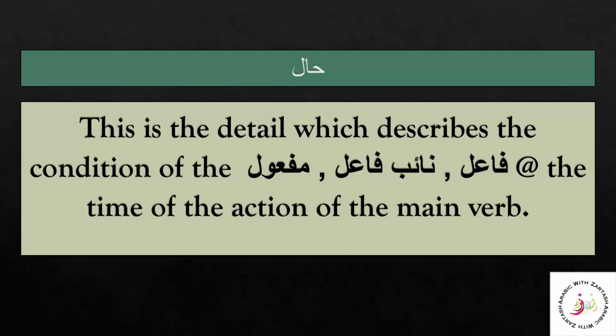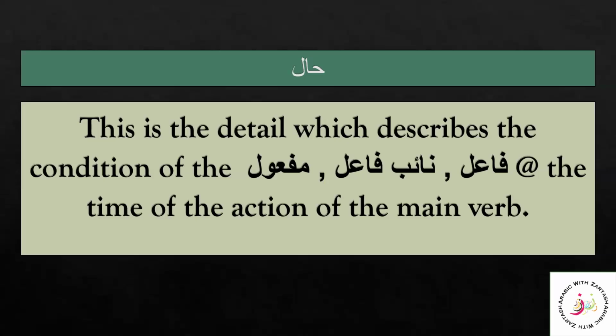Now there is a term which we mostly see with the maf'ul when we learn about maf'ul, and that is the hal. So what is a hal? Hal is the detail which describes the condition of the maf'ul, naib fa'il or fa'il at the time of the action of the main verb. So this is what we call a hal. We are learning it with our study of maf'ul because it is similar to the other maf'ul: they are both details of the sentence, like all the mafa'il khamsa that we learned.